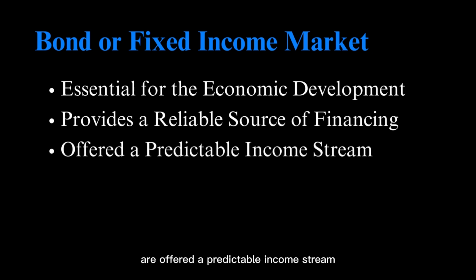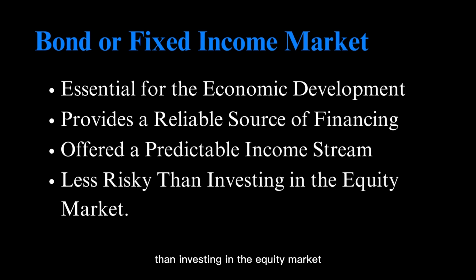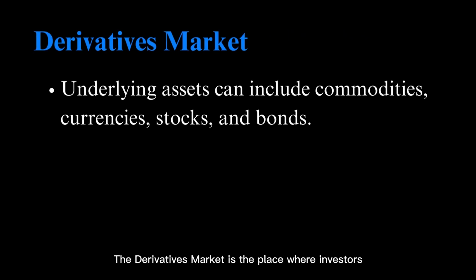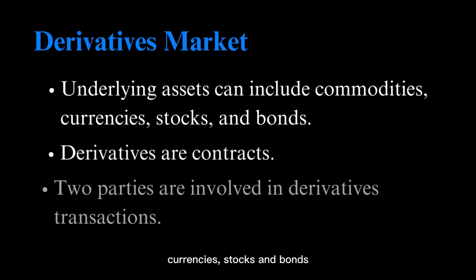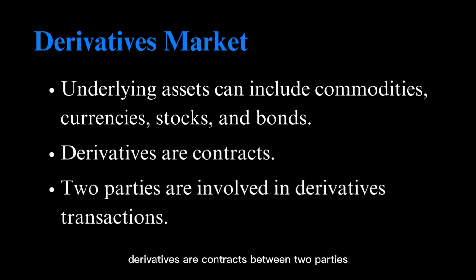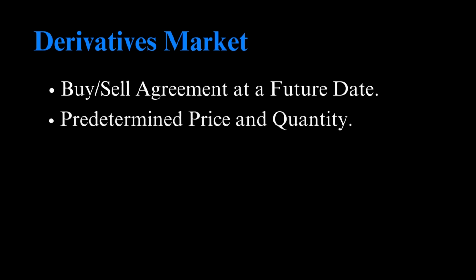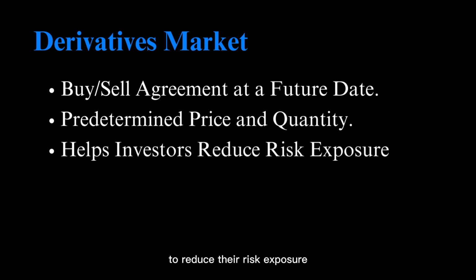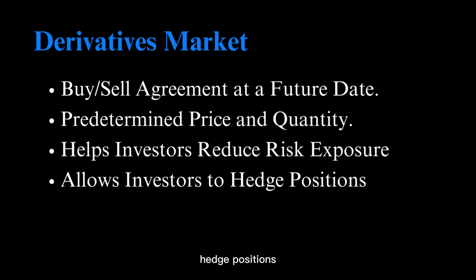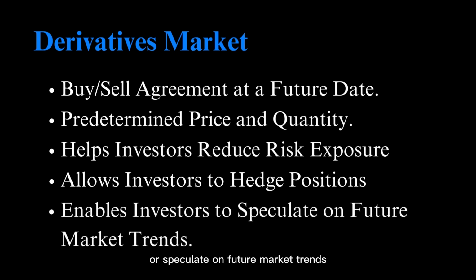Investors in the bond market are offered a predictable income stream, which is deemed less risky than investing in the equity market. The derivatives market is the place where investors trade financial assets that derive their value from underlying assets, such as commodities, currencies, stocks, and bonds. Derivatives are contracts between two parties that agree to buy, sell an underlying asset at a future date, predetermined price, and quantity. This market enables investors to reduce their risk exposure, hedge positions, or speculate on future market trends.